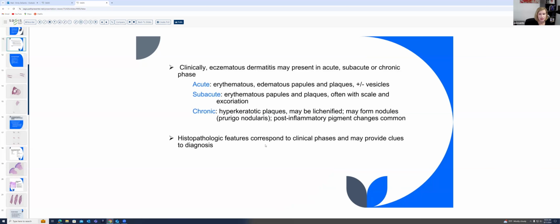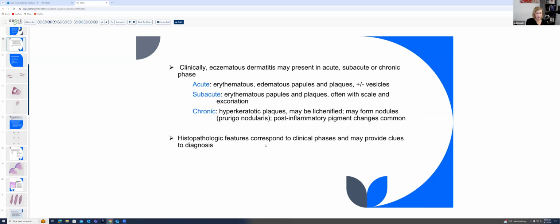So clinically, eczematous dermatitis can present in several different phases. There's acute, subacute, and chronic. The acute phase typically consists of erythematous or edematous papules and plaques, possibly vesicles. Subacute lesions are a little bit older and they may have some scale and excoriation.